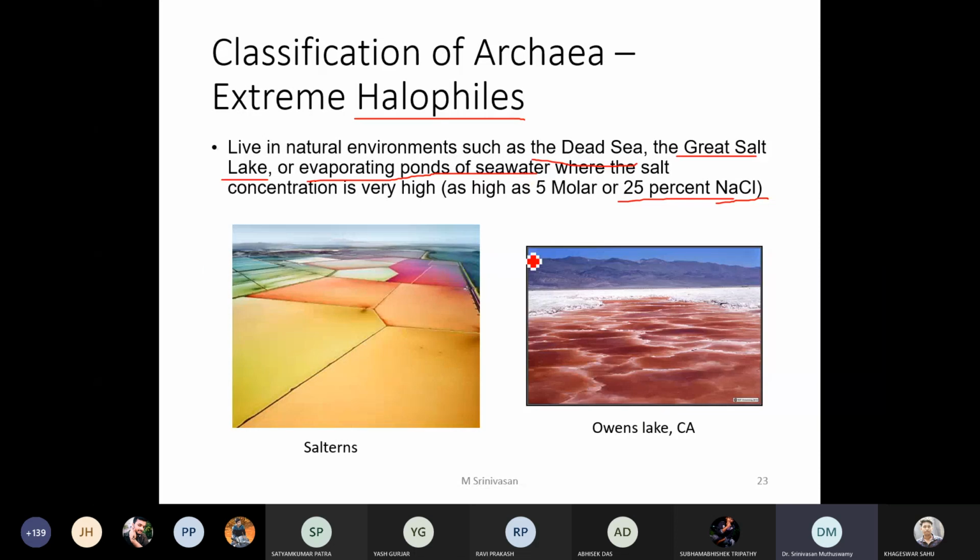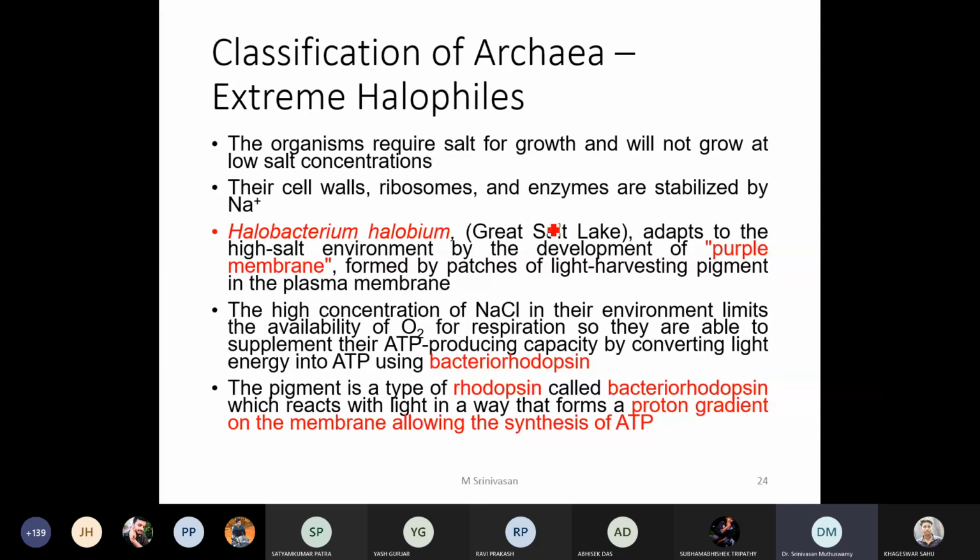And these organisms use light energy for their metabolism. They use a pigment called bacterial rhodopsin. This is a big pigment. The bacterial rhodopsin is used for energy production. With the help of this bacterial rhodopsin, they are able to capture the light energy and pump the hydrogen ions across the cell membrane for the production of ATP.